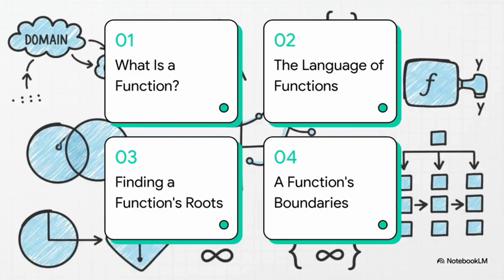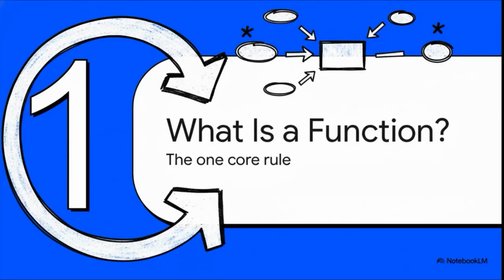And here's how we're going to do it. We're going to break it down into 4 simple pieces. First up, we'll nail down what a function is. Then we'll learn to speak its language. After that, we'll go on a little treasure hunt for something called its roots. And finally, we'll figure out its boundaries. It's a clear roadmap to really getting this stuff. Okay, let's get right into it.